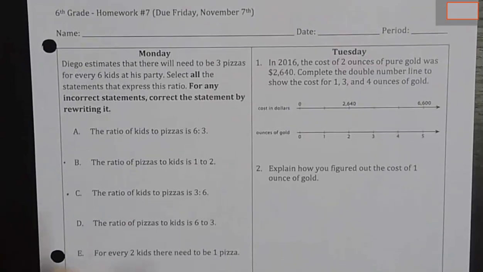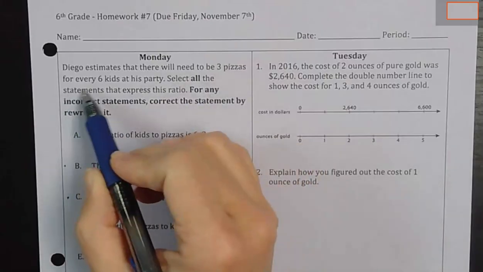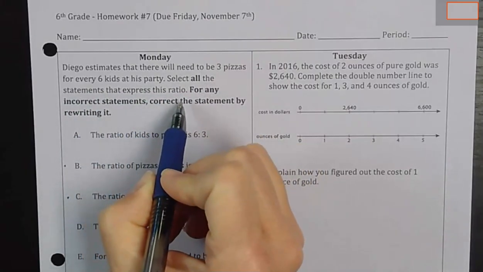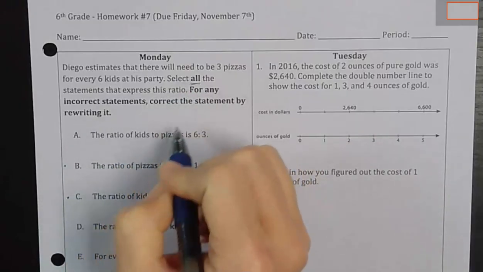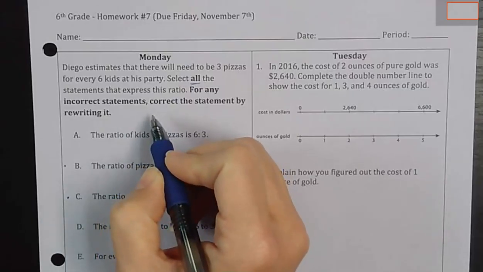Okay, 6th grade, we've got homework number 7. So for this week's homework, it says, Diego estimates that there will need to be 3 pizzas for every 6 kids at his party. Select all the statements that express this ratio. So we're going to select all that are true. We'll circle the true ones. And then for any incorrect statements, you're going to correct the statement by rewriting it.